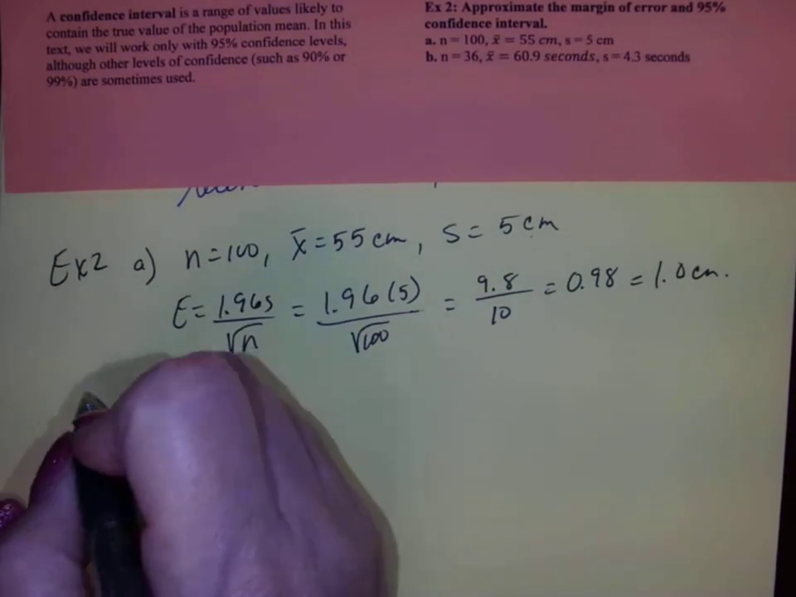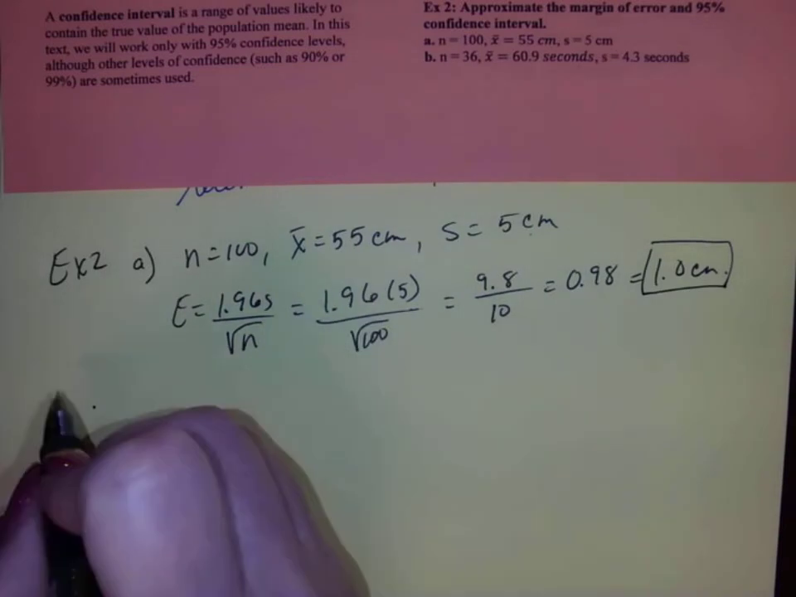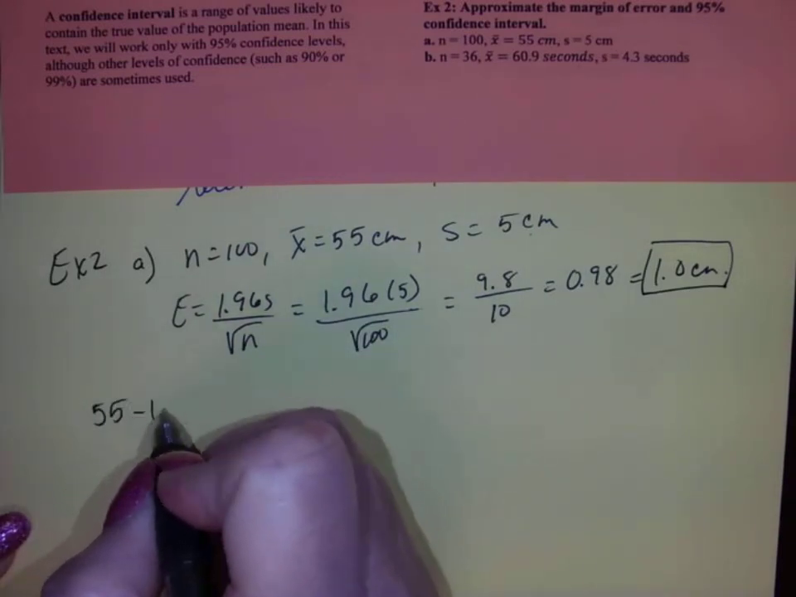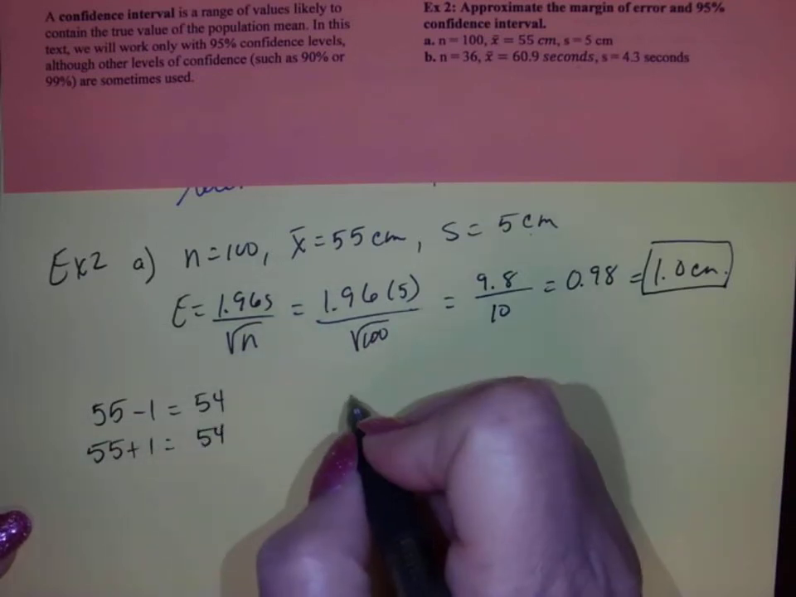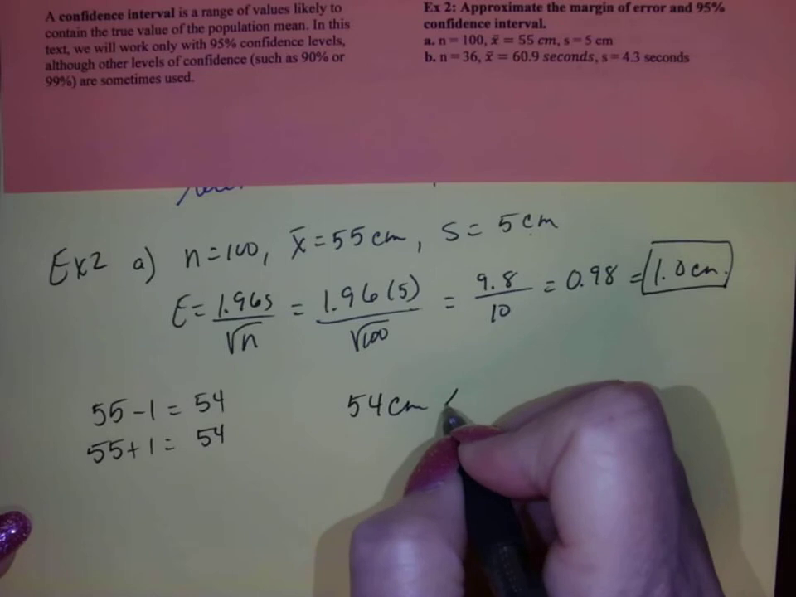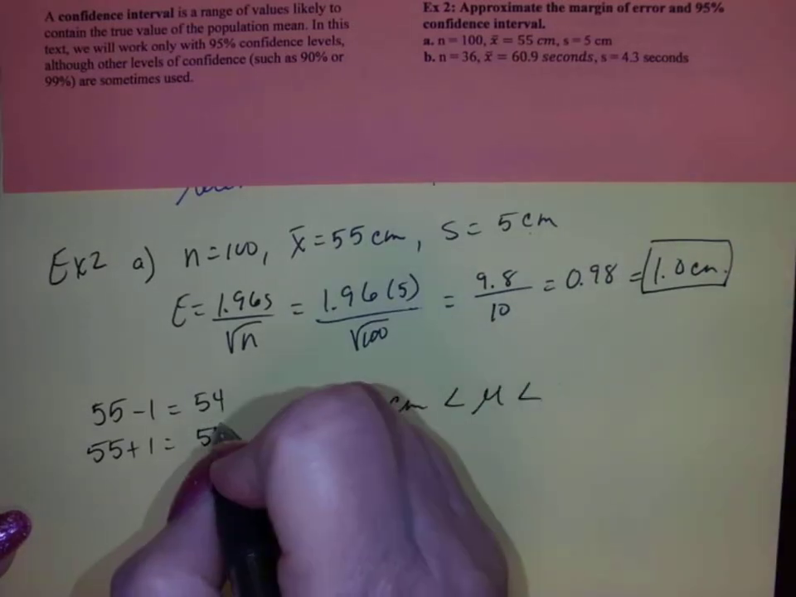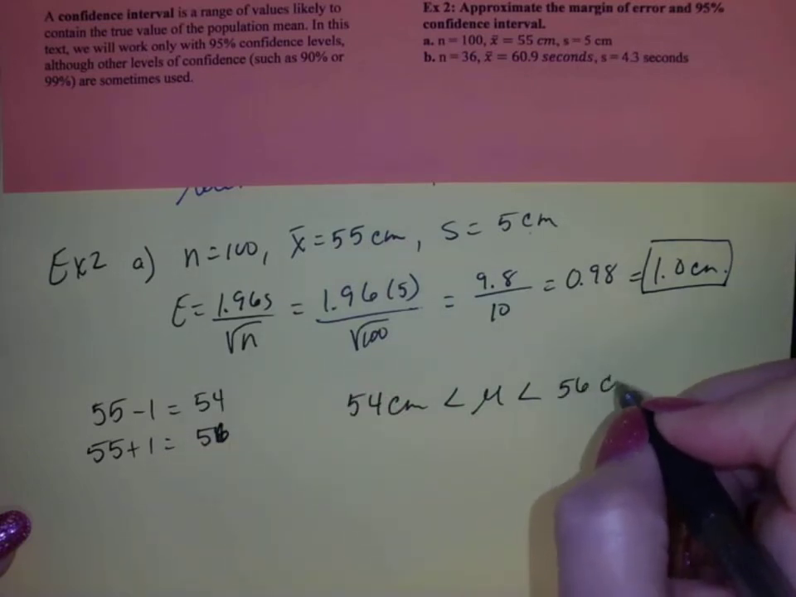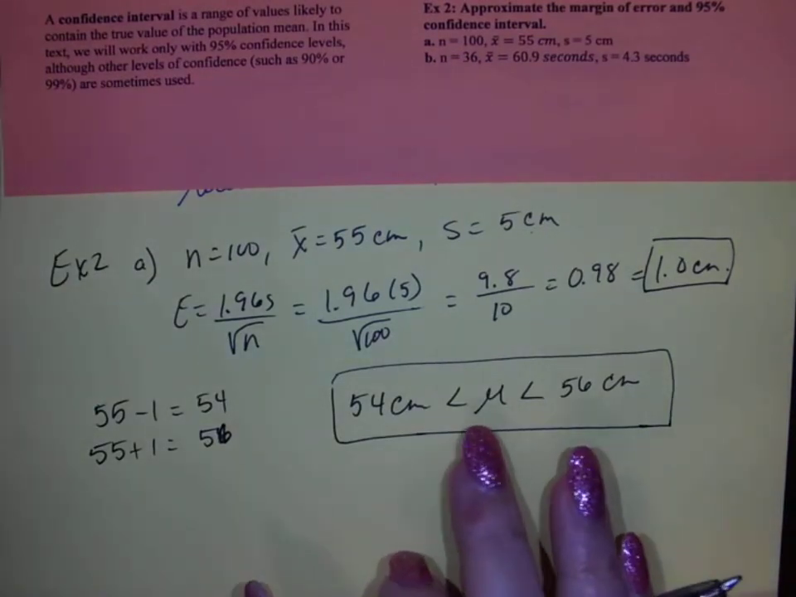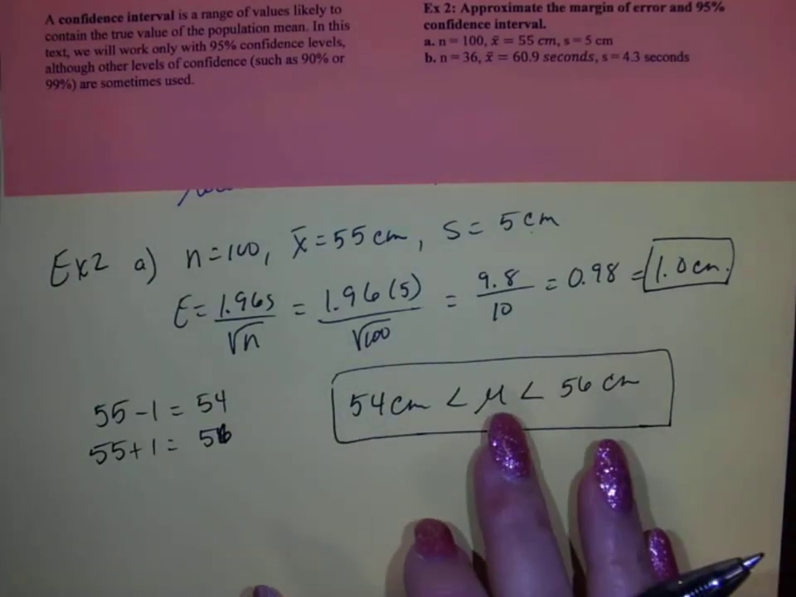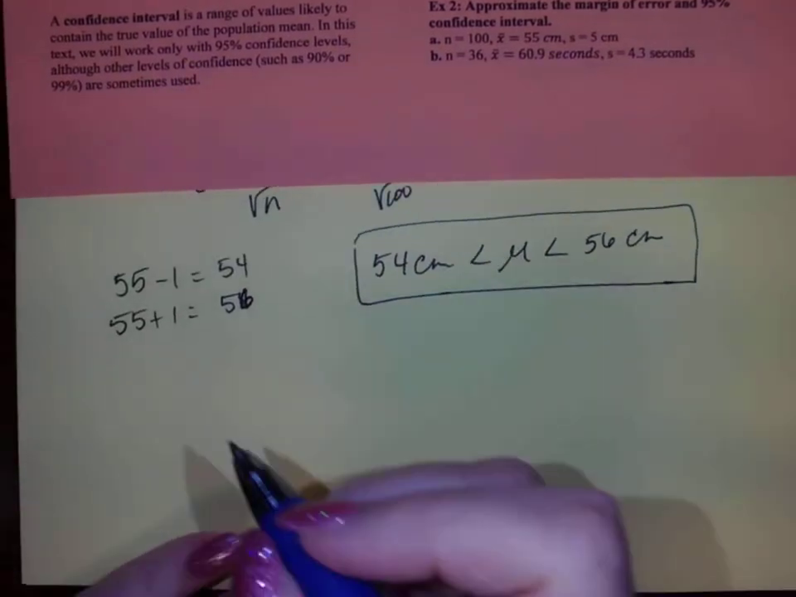All right, so to find our confidence interval, so this is the error, we're going to have our mean, which is 55, minus 1, and 55 plus 1. So we're going to say that 54 centimeters is less than our mu, which is less than 56. I wrote 54 twice. Sorry about that. 56 centimeters. So this will be our confidence interval. Somewhere between 54 centimeters and 56 centimeters, we would expect to find our population mean. All right, and let's go look at part B.